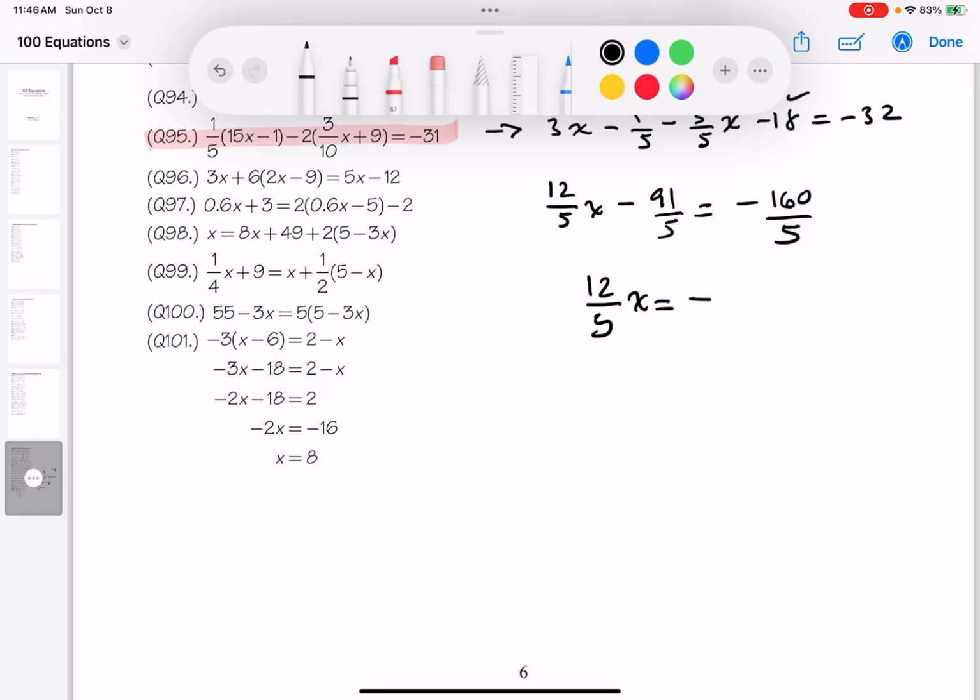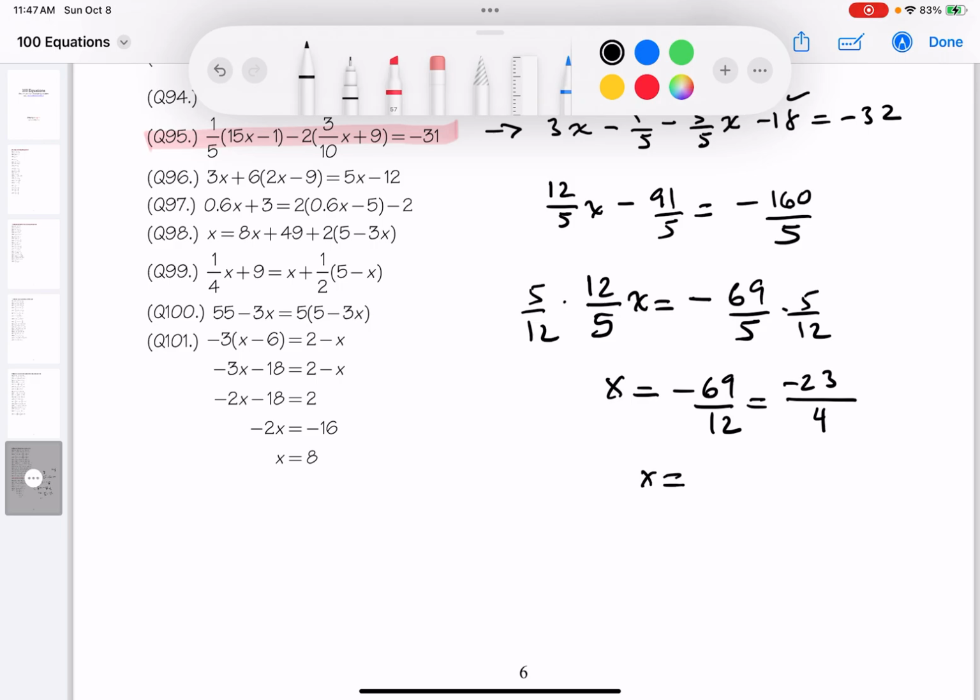And what is it going to give you? Minus 69/5. Yeah, it's not so bad. And then I'm going to multiply both sides by 5/12. And what do you get there? You get x equals, well, you get minus 69/12. Well, I'm going to reduce that by 3. That gives you minus 23. And 3 into 12 goes 4 times. So minus 23/4.